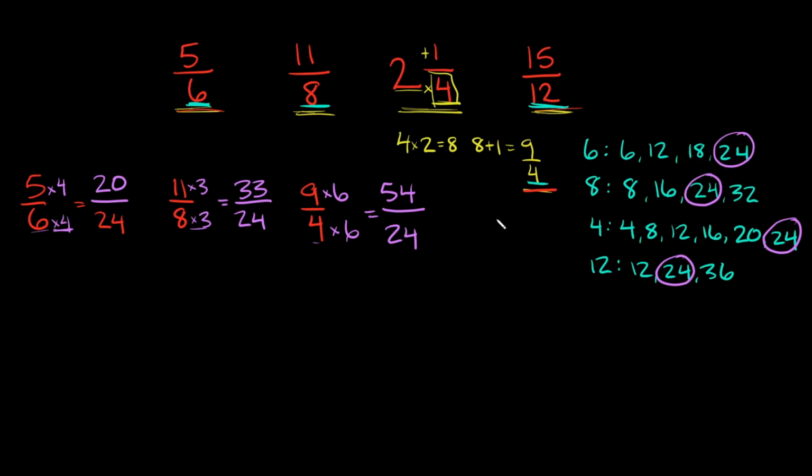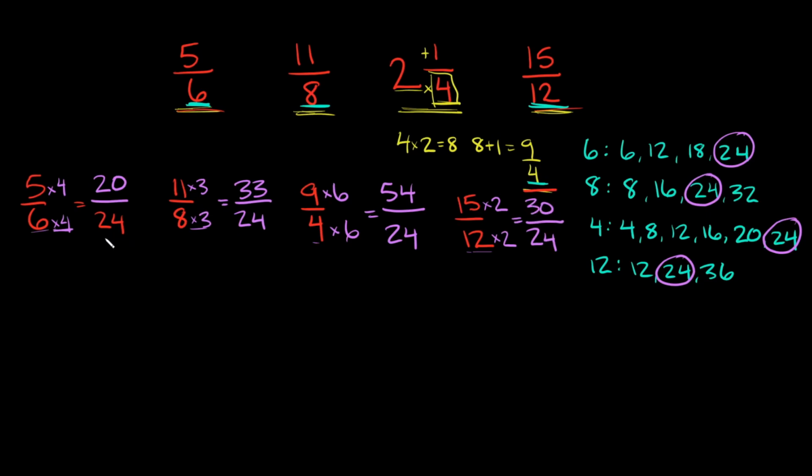And then this last one is 15/12. To get 24 in the denominator here, we're going to have to multiply by 2, right? Because 12 times 2 is 24. So we have to multiply by 2 on the top also. And then 15 times 2 is equal to 30. So we changed 15/12 to 30/24.